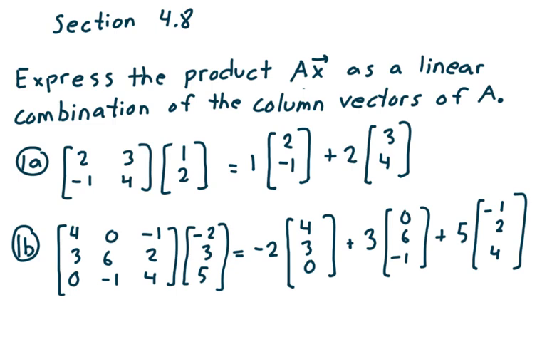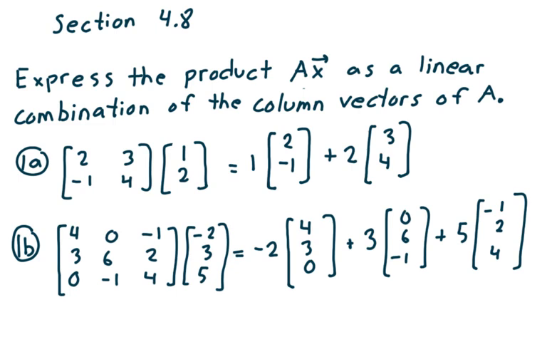In 1B, suppose I'm given the matrix [4, 0, -1; 3, 6, 2; 0, -1, 4] times the column vector (-2, 3, 5). So this is -2 times the column vector (4, 3, 0) plus 3 times the column vector (0, 6, -1) plus 5 times the column vector (-1, 2, 4).